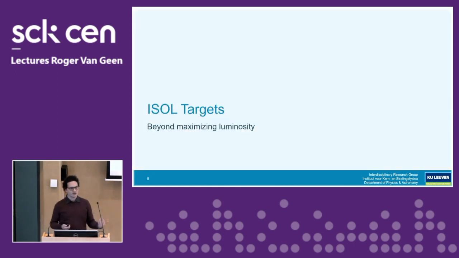Okay, so let's start with the ISOL targets, beyond just maximizing luminosity. Because if you think about it, if you want the most material you can possibly have, you're going to make that material as dense as possible, which of course is not what we're going to be wanting, and you'll see that by the end of this section.